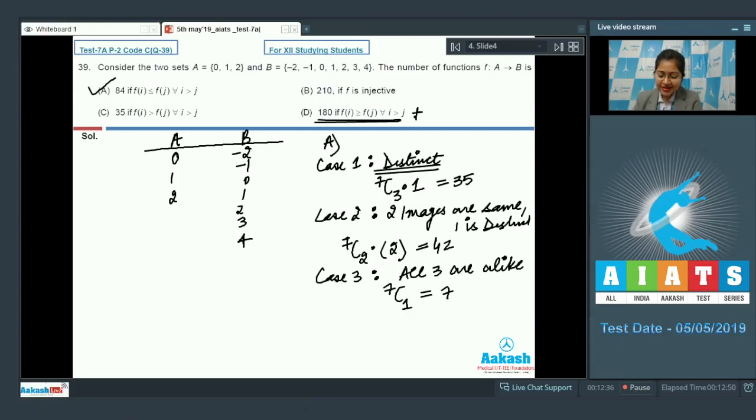Now option number C says that f(i) should be greater than f(j) for all i greater than j, which means that all are distinct, which means that only case 1 is present here. That is 35 functions will be there. So option number C is also correct. Now option number B, we have to check one-one functions. For one-one functions, it will be equal to 7 into 6 into 5, that is 30 into 7, that is 210. So option number B is also correct. So the answer of this question will be A, B and C options.